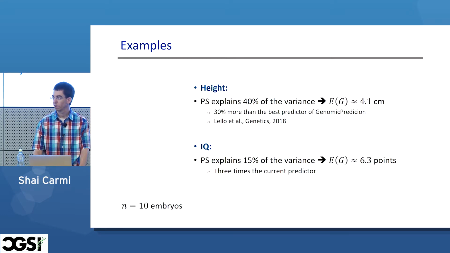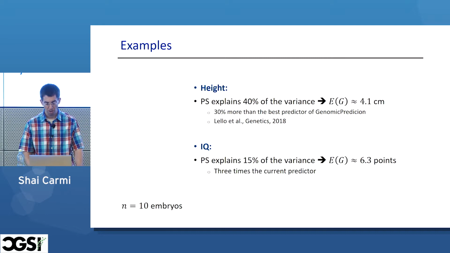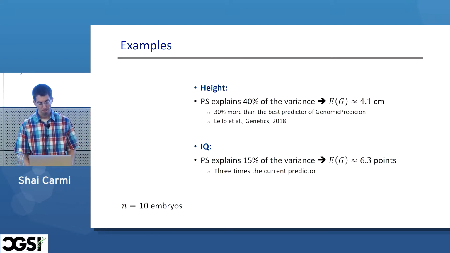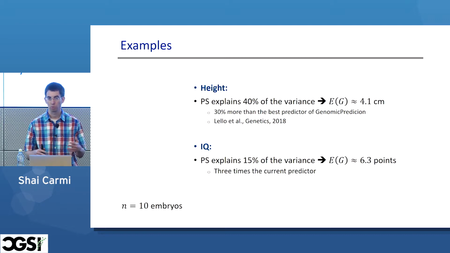For IQ, it's more difficult to speculate. The current score explains 5%, but assuming that GWAS sizes will grow over the next few years, let's say we explain 3 times the current variance, so 15%. So now the gain actually becomes more substantial. It's around 6 IQ points.